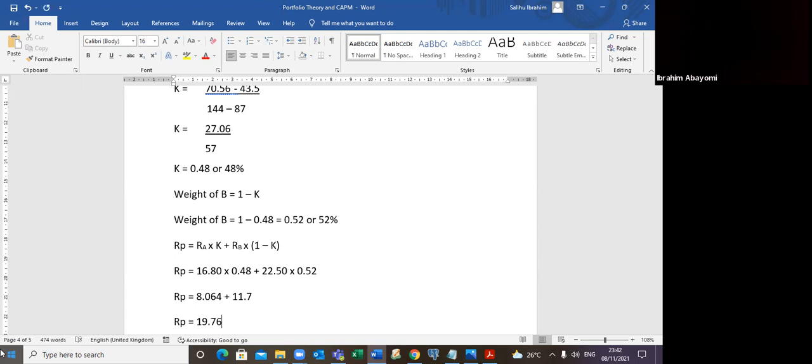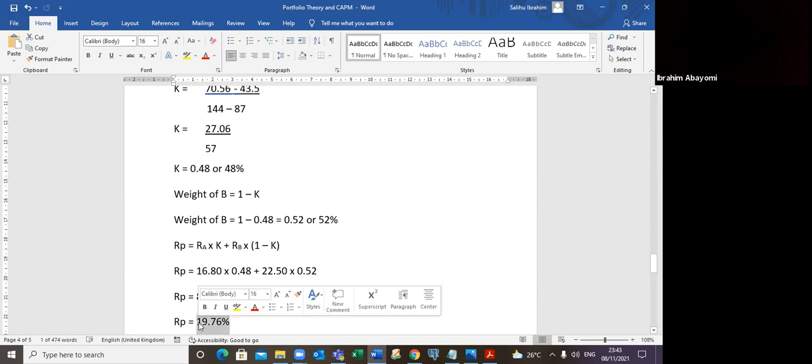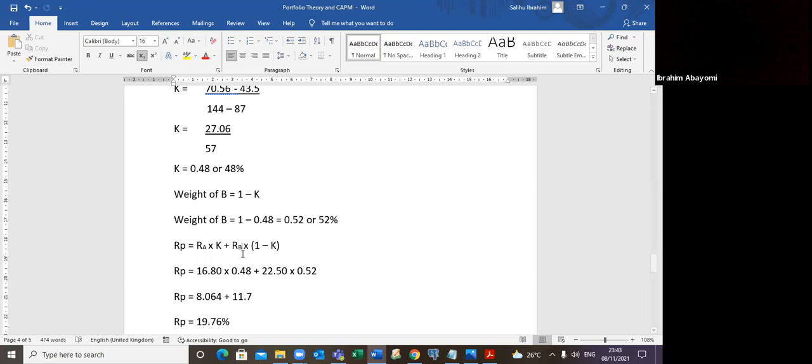19.76%. That is the return of the portfolio. The portfolio with a weight of 48% for A and 52% for B will give you a return of 19.76%. That's what it means.